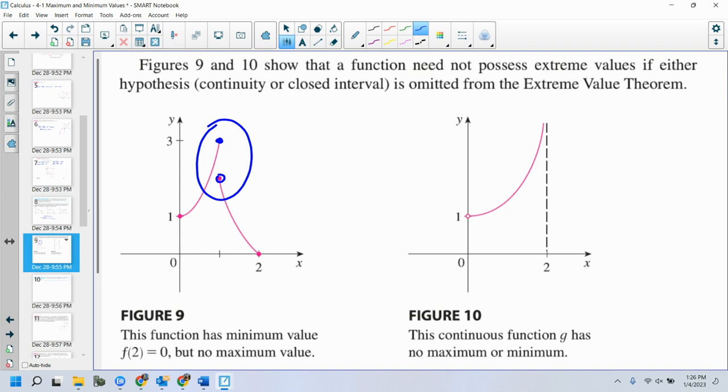Is there an absolute maximum in this second one? No, because it's going to go up forever. Is there an absolute minimum on this? No, because it's an open dot on the low point. Is it local either? No, because it's an endpoint. Okay, so you've got to be careful with those.